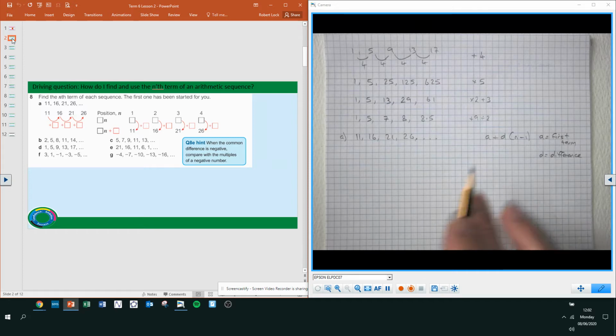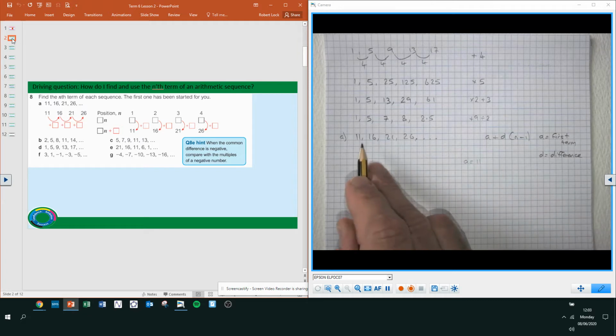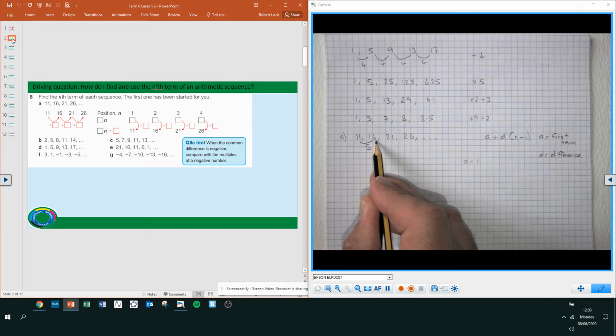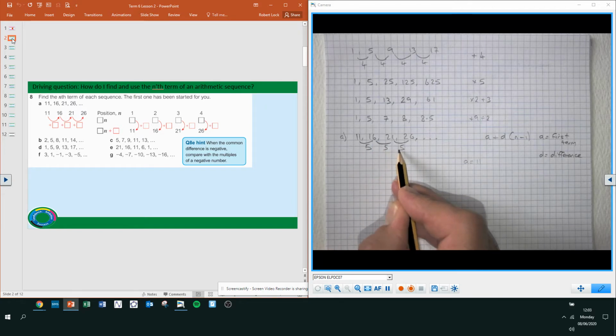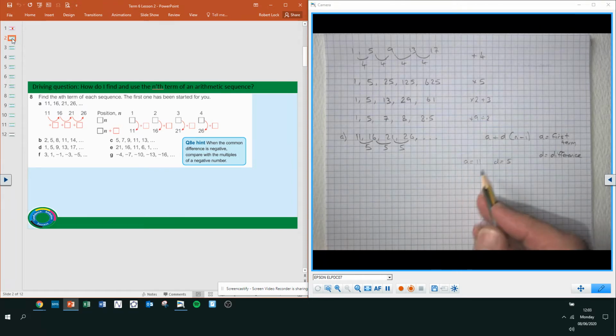So here, A equals 11. And the difference between 11 and 16 is 5. The difference between 16 and 21 is 5. And again, from 21 to 26 is 5. So D equals 5. Now substitute these numbers into our formula.